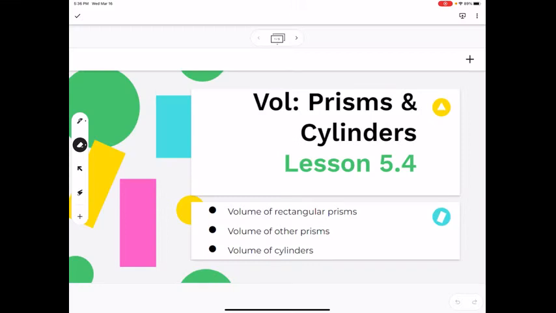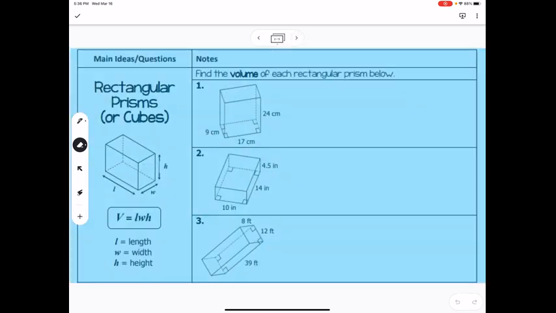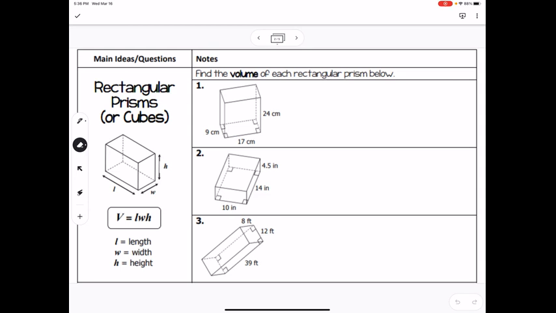Of the PBL, we do have to calculate volume of our individual object. Maybe yours involves a prism or a cylinder, or maybe you need the cone and pyramids that are coming up in the upcoming lessons. Next video will be cone and pyramid. So we're going to start it off with rectangular prisms, volume.